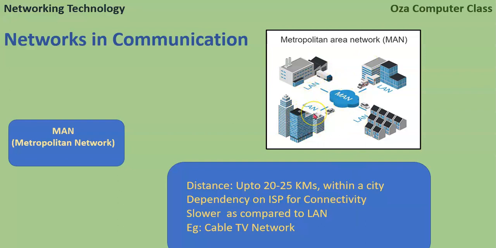So if you ask for 10 Mbps bandwidth between your two locations which are within the city, they'll charge some money. But if you ask for 50 Mbps, maybe they will charge 5 times, right? So here we try to limit the access bandwidth required, and we depend on service providers.